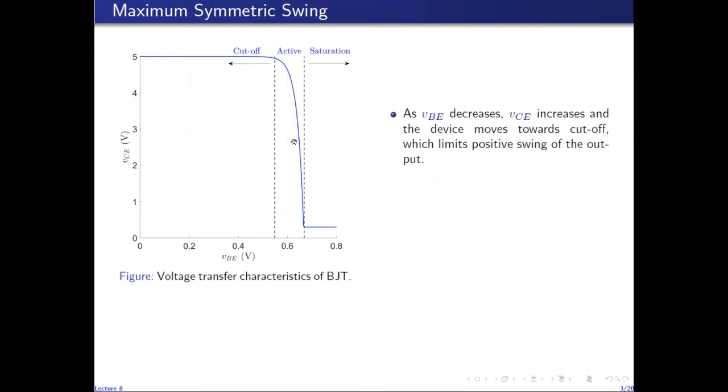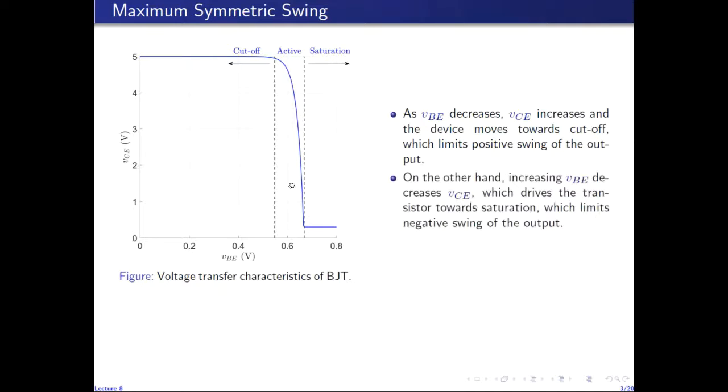Similarly, as VBE is increased, VCE decreases. The output voltage of the transistor decreases, which drives the transistor towards the saturation mode. So the negative swing of the amplifier, which is identified by the negative swing of the output voltage, is limited by, again, the operation of the device within the active region. As soon as the device leaves the active region and enters the saturation mode, the output voltage in the negative direction does not swing any further.